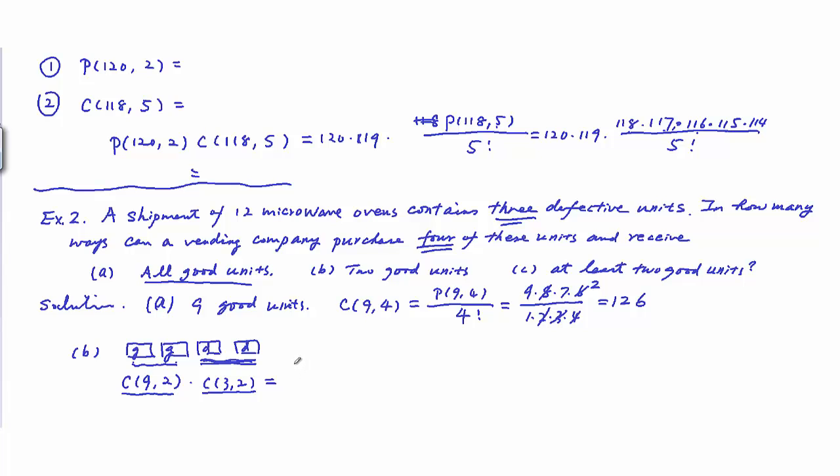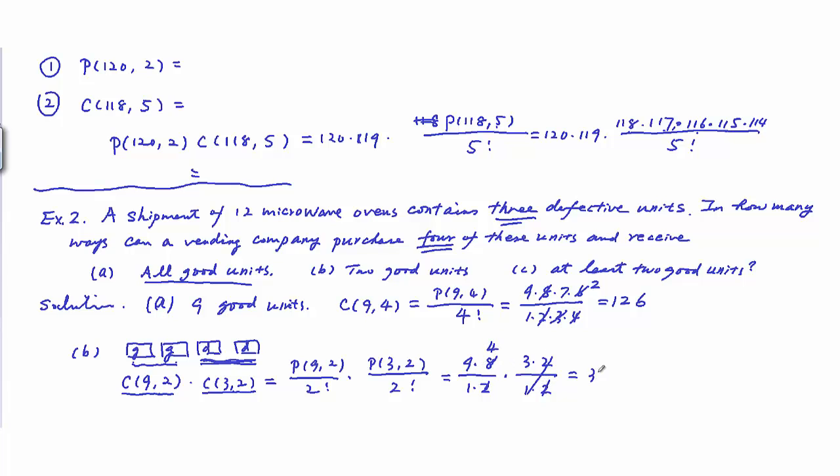This one will be permutation of 9 taken 2 at a time divided by 2 factorial, and this one is permutation of 3 taken 2 at a time divided by 2 factorial. So you have 9 times 8 for the permutation, and 2 factorial is 1, 2. And then for this one, you have 3, 2, and 2 factorial is 1, 2. So they cancel out, this, and then cancel this with 4.